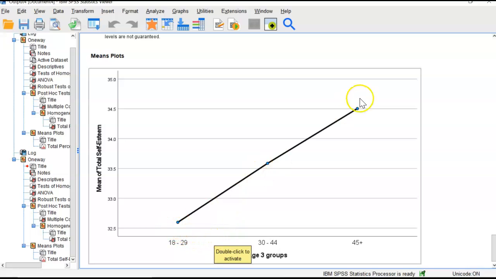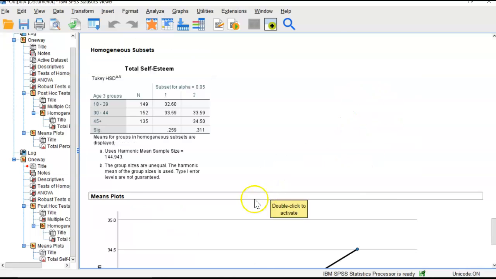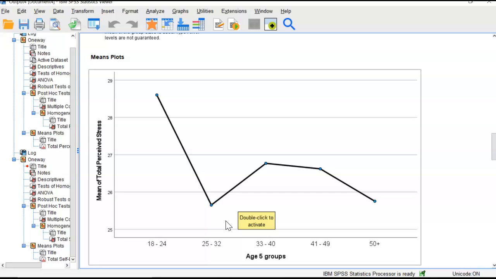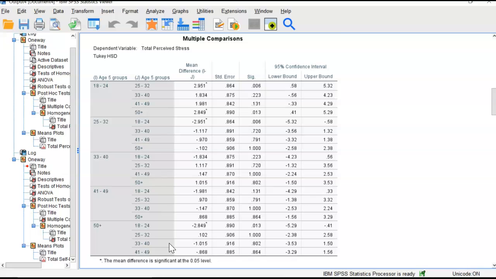You see increasing levels of self-esteem across the 3 groups, but the only significant mean difference is between this group and this group. Now I'm going to back up for a second, since I didn't talk about the means plot with the previous test with the 5 age groupings. And remember how we found that we had significant differences between the 18 to 24 group and the group just a little bit older than them, and between the 18 to 24 group and the 50 plus group.